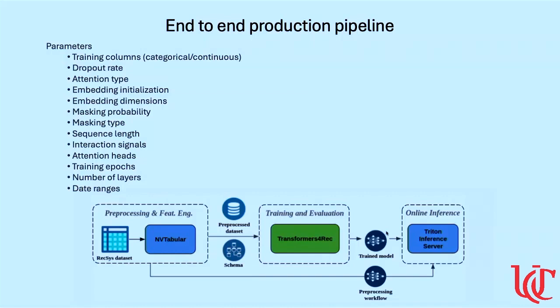Okay, so just to sum it up, this is what the end-to-end production pipeline would look like. Your recommendations data set would be fed into the NVTabular library, which is again by NVIDIA. Then the pre-processed data set is fed into your transformers block, where the model is getting trained and evaluated. And then this trained model is getting used for your online inference. This online inference is again a server developed by NVIDIA, and they help you in understanding how quickly you can predict your recommendations.